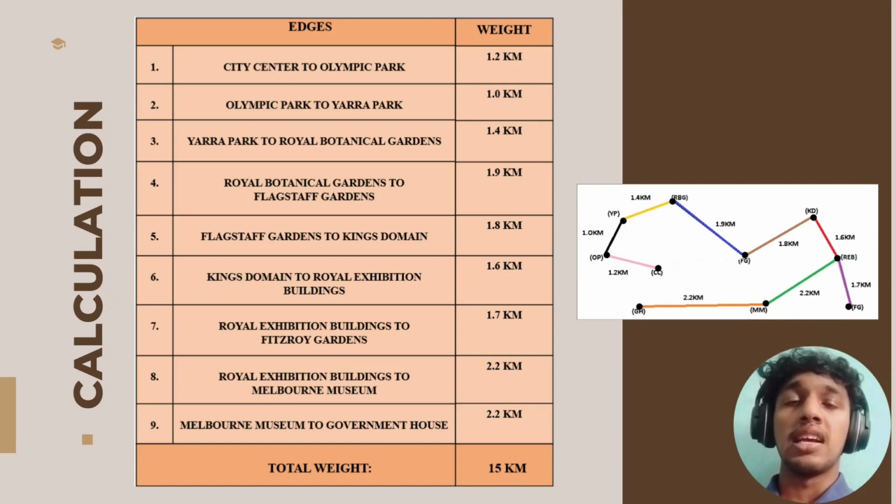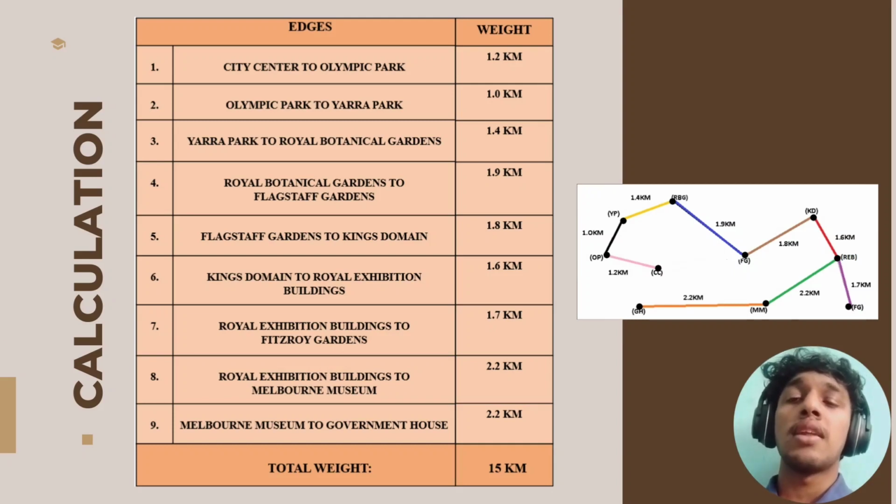So how do we calculate? We will find the shortest distance from the starting point. The first one is from City Centre to Olympic Park, with a weight of 1.2 km. The second one is Olympic Park to Yara Park, with a weight of 1.0 km. The third is Yara Park to Royal Botanical Garden, which is 1.4 km. The fourth is Royal Botanical Gardens to Flagstaff Garden, which is 1.9 km. The fifth is Flagstaff Gardens to King's Domain, which is 1.8 km.